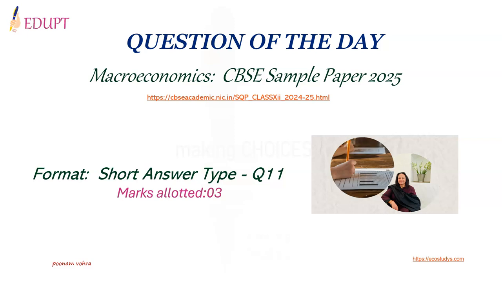This series is designed to help you build conceptual clarity, improve answer writing skills and maximize your scores. Today we focus on question 11, a short answer type carrying 3 marks from the CBSE Sample Paper 2025 in Macroeconomics. Both question choices will be discussed in today's session.